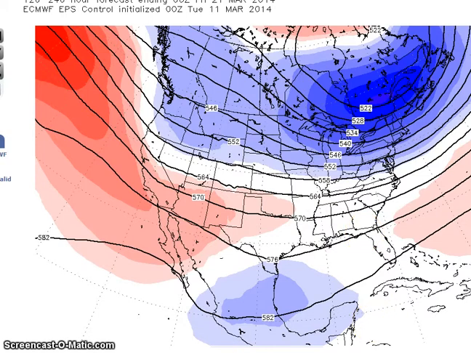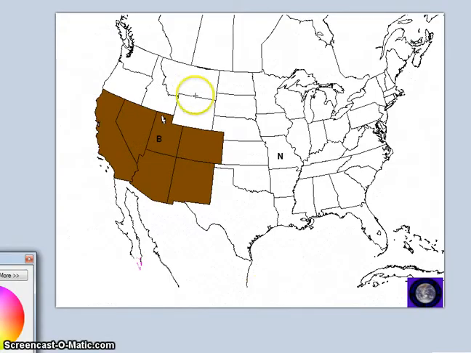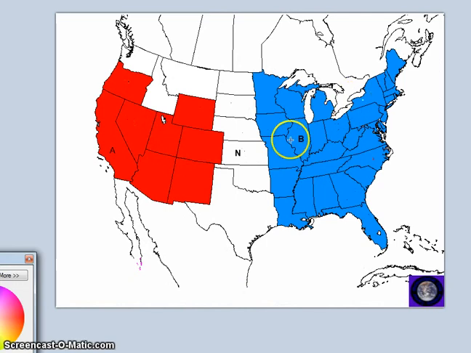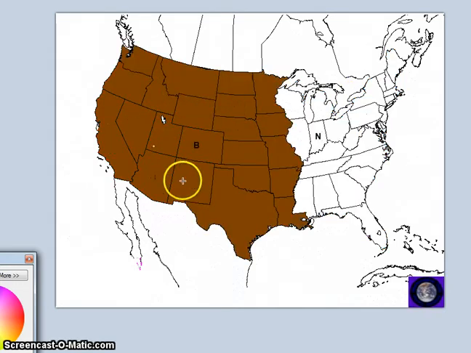So during this forecast period, I am forecasting above normal temperatures here, below normal temperature for this region, and for precipitation, calling for below normal precipitation from the plains to the Pacific coast.